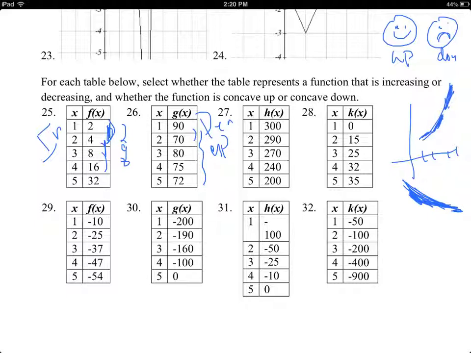Okay, what do we have left? 3 minutes? How about this one? It's decreasing. It's changing by 10, then by 20. So this is decreasing, but what's happening to the slopes? It's going down. So is that concave up or concave down? Concave down. Okay, you got the idea?